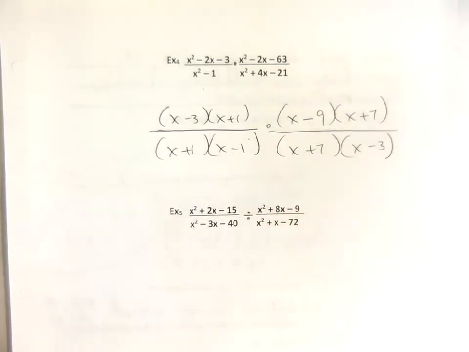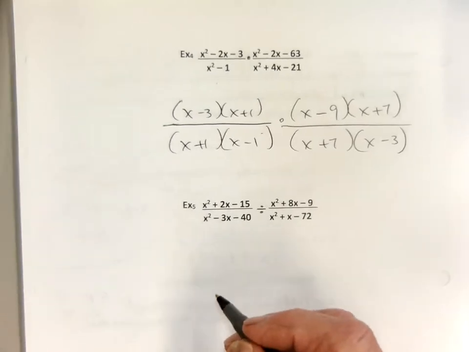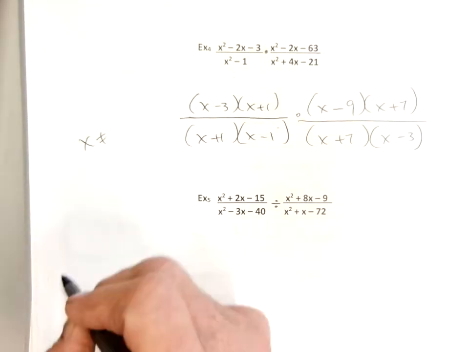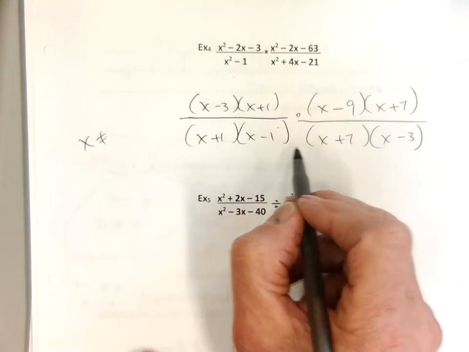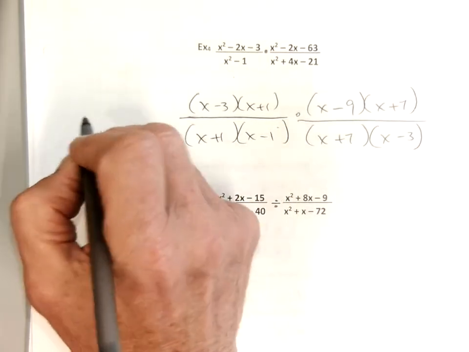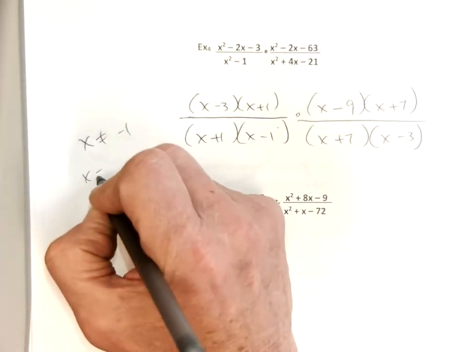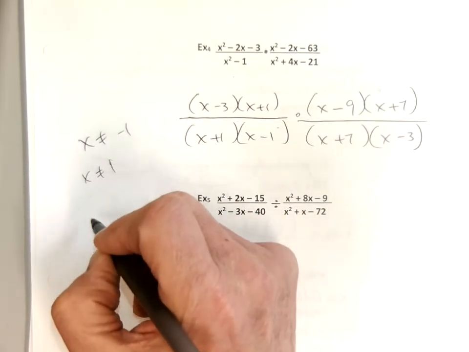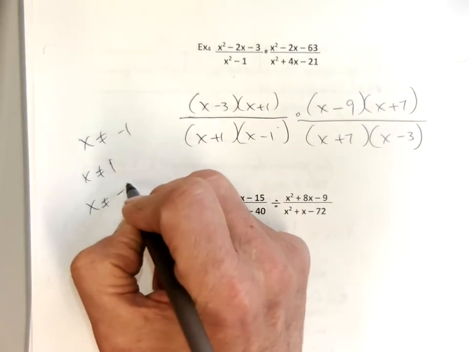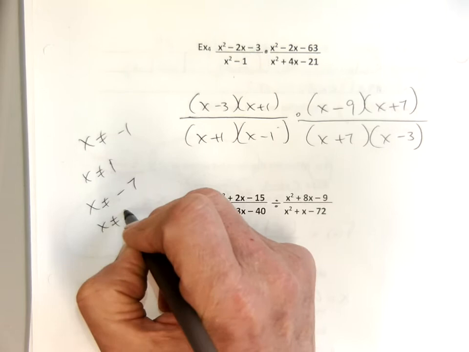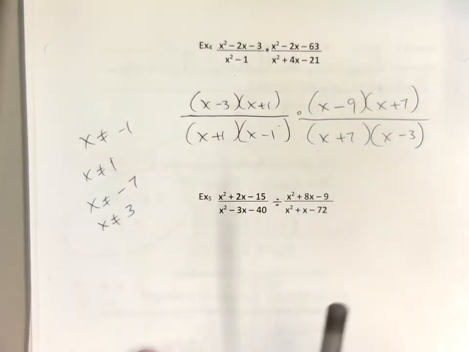Okay, thumbs up. So here's what I know x cannot be. X cannot be negative 1, 1, negative 7, 3. Cannot equal negative 1. X cannot equal 1. Otherwise, Cookie Monster's sad. Cannot equal negative 7. Cannot equal 3. Otherwise, Cookie Monster's sad. But we can now reduce anything on the top with anything on the bottom.